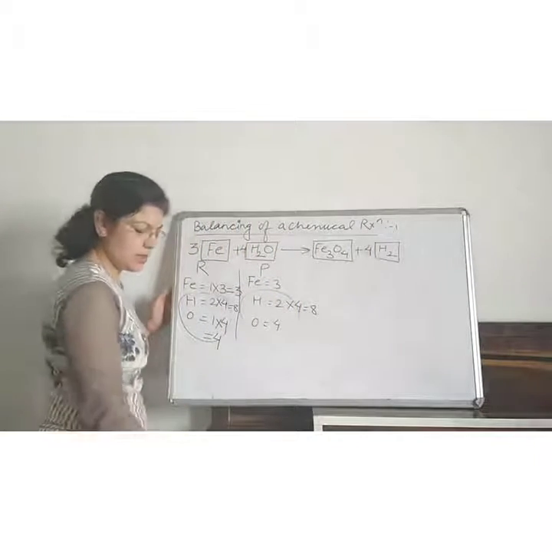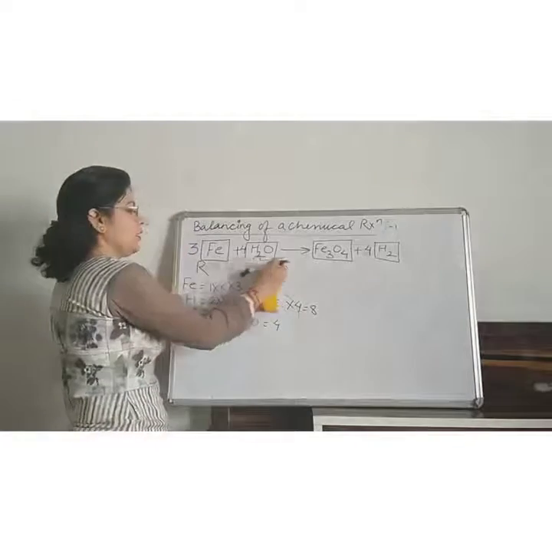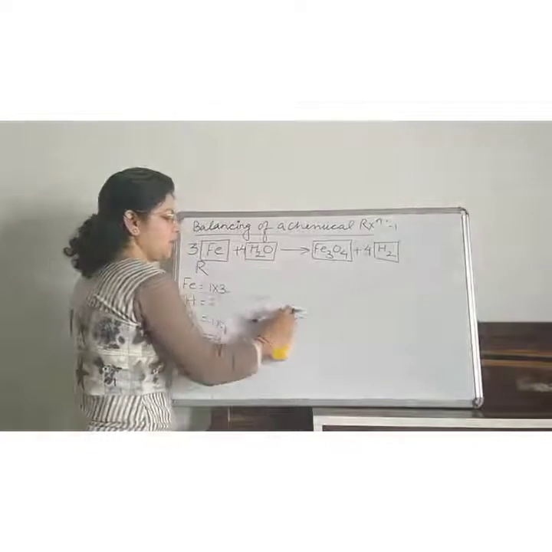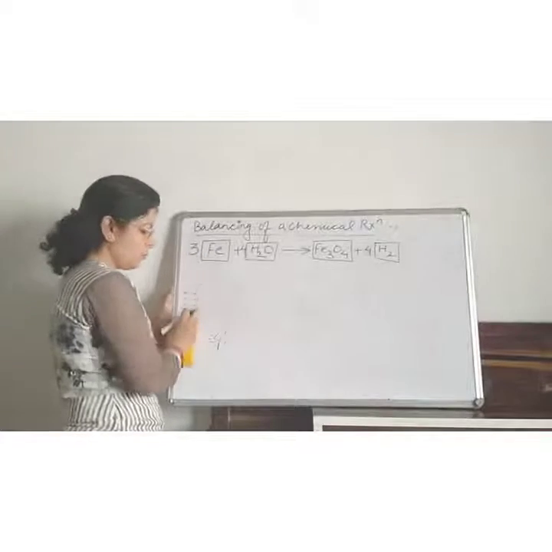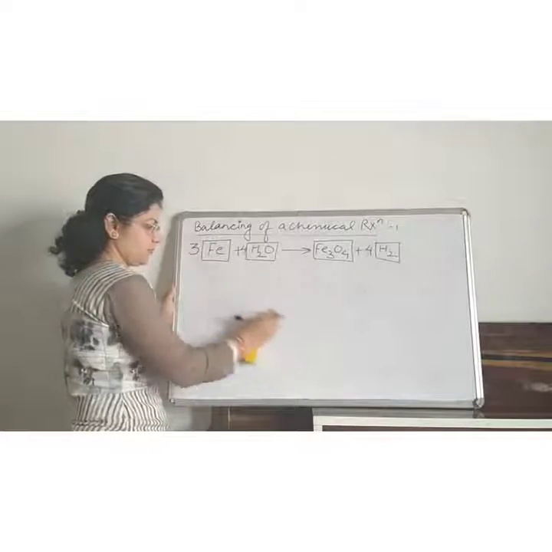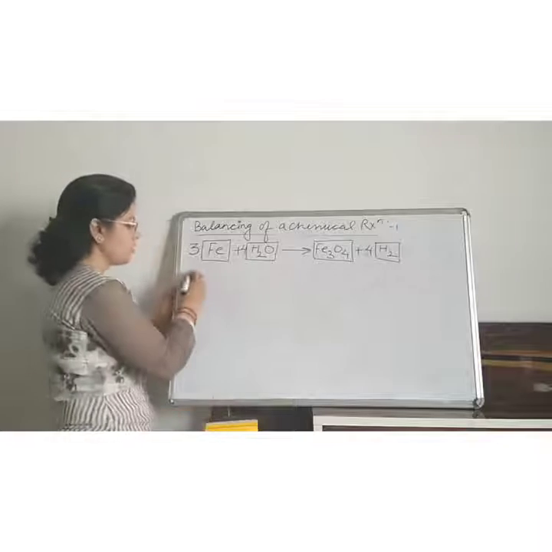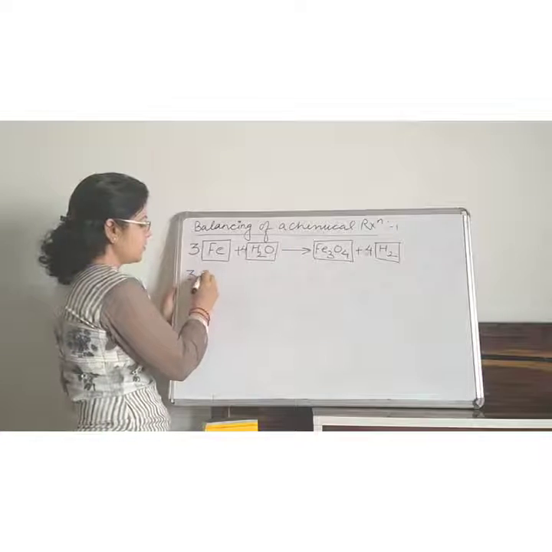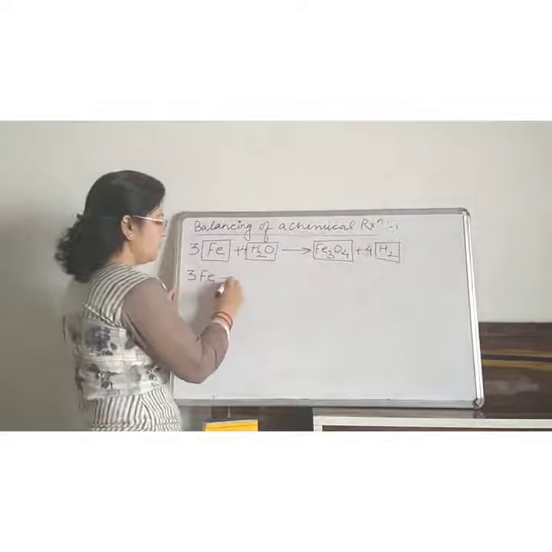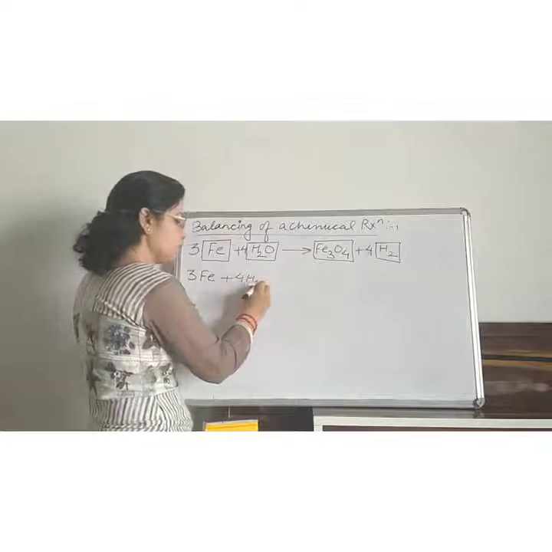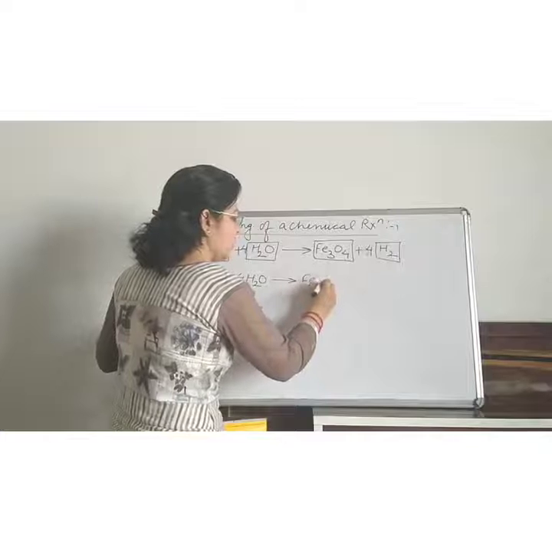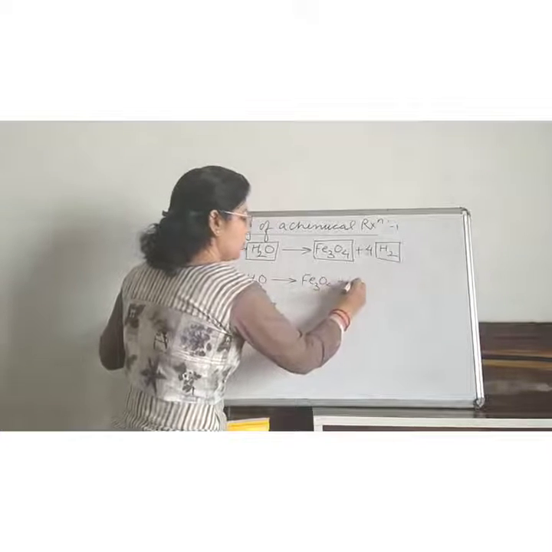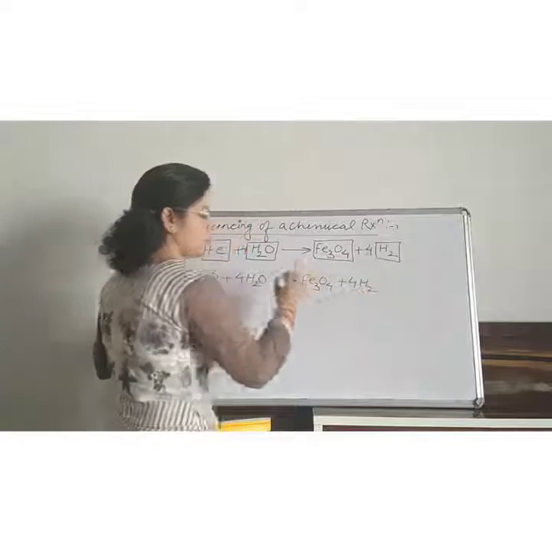In the last step, we rewrite this chemical reaction after removing the boxes. After removing the boxes, the chemical reaction becomes 3Fe plus 4 molecules of steam giving iron oxide and 4 molecules of hydrogen.